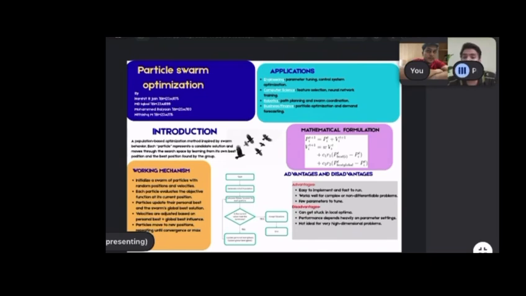However, PSO has some disadvantages also. It can get stuck in local optima, especially when particles follow the global best too closely, and the performance is sensitive to the choice of parameters like inertia weight and acceleration constants. It is not guaranteed to find the exact global optimum, and sometimes it slows down when approaching the best solution.